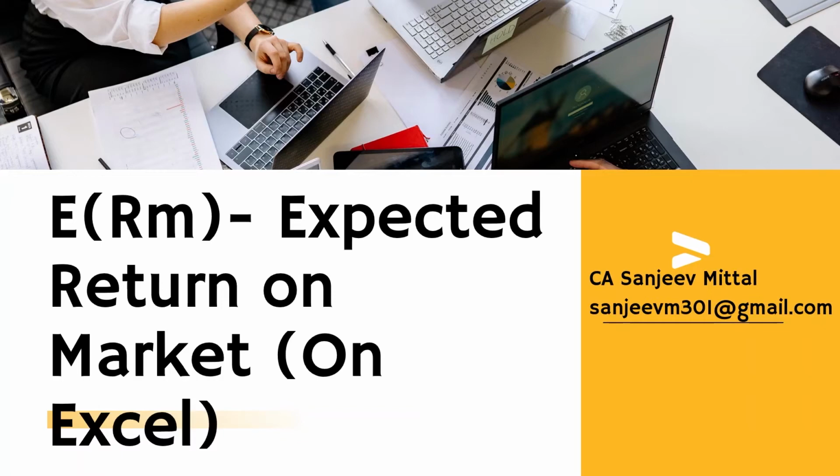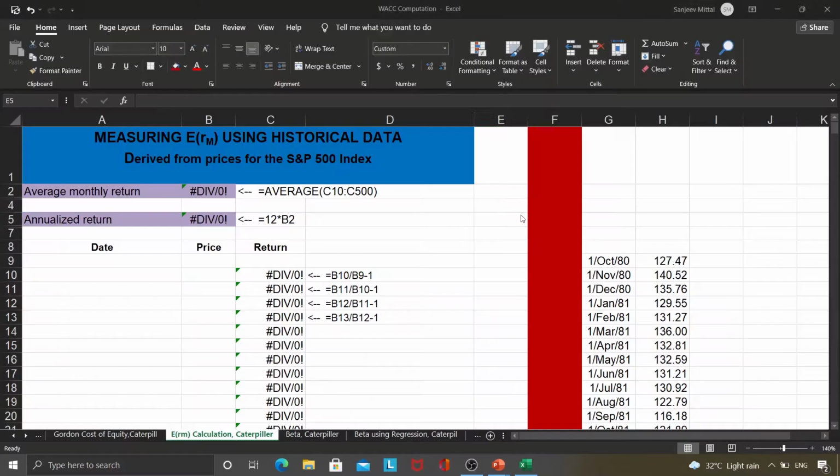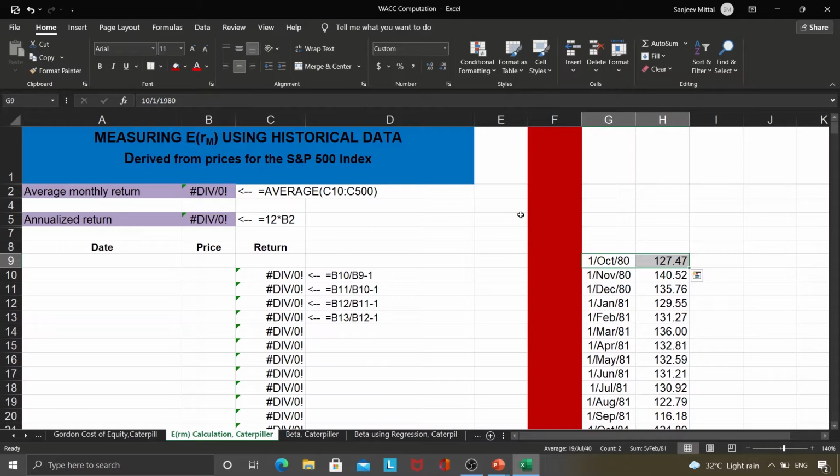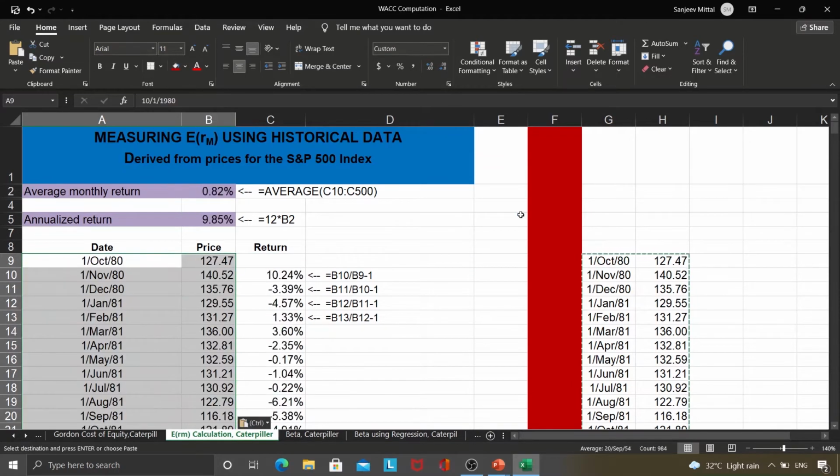Let's try to calculate our expected return on market on Excel. As we know from our previous discussion, we have downloaded the price of the S&P 500 index from the year 1980 till the year 2021. So these are the prices and the dates. Now, if I copy these prices and dates inside our data sheet, we shall get our results.